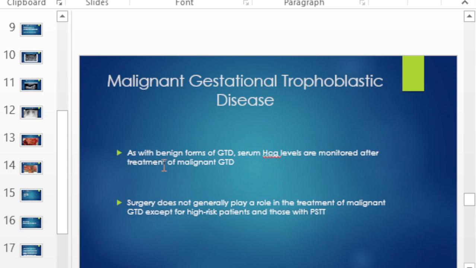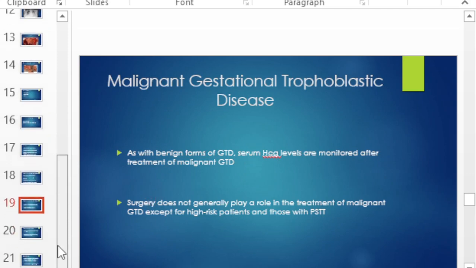So the form of monitoring is the same, and diagnosis is the same with beta HCG. Surgery rarely has a role except for placental site trophoblastic tumor.